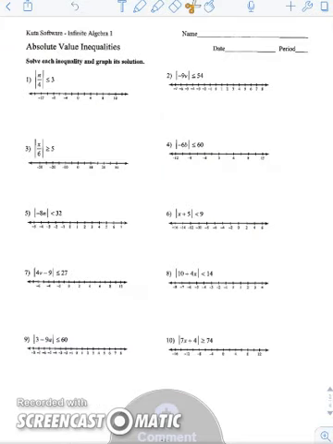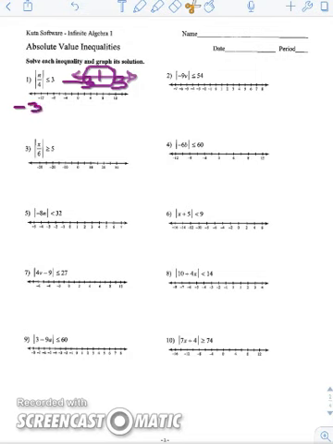I'm going to do two examples with you, one where it's a less than, one where it's a greater than. So I'm going to start with number 1. I have the absolute value of n divided by 4 is less than or equal to 3. That tells me my distance must be no more than a radius of 3. So that gets me to 3 and negative 3.